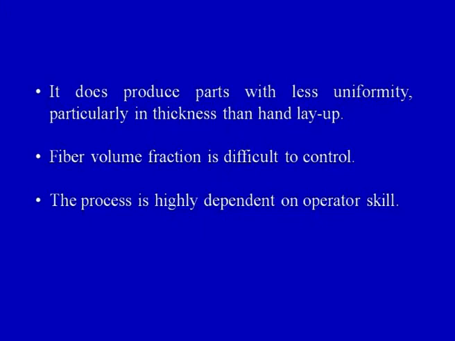So uniformity of thickness is an important constraint in the spray layup process, because it does not provide parts with uniform thickness. Fiber volume fraction is difficult to control. Sometimes the fibers may get agglomerated at a particular location, and at other places we may have resin rich areas.